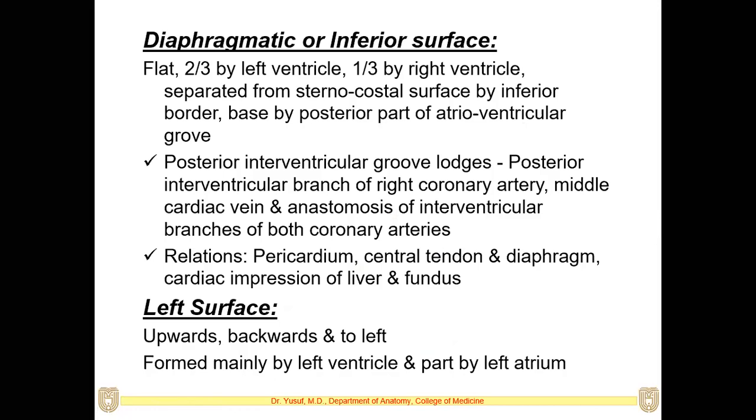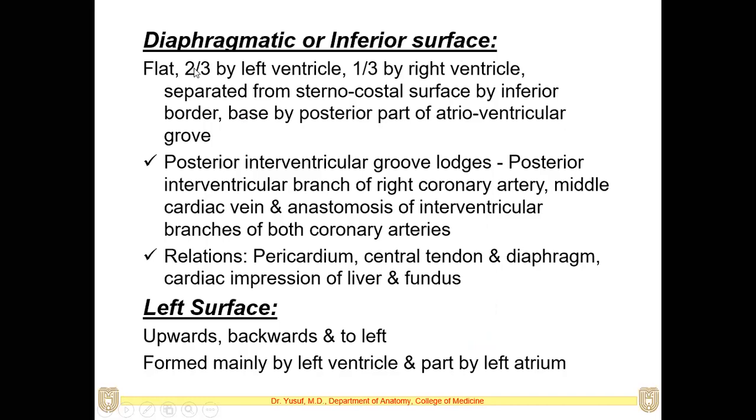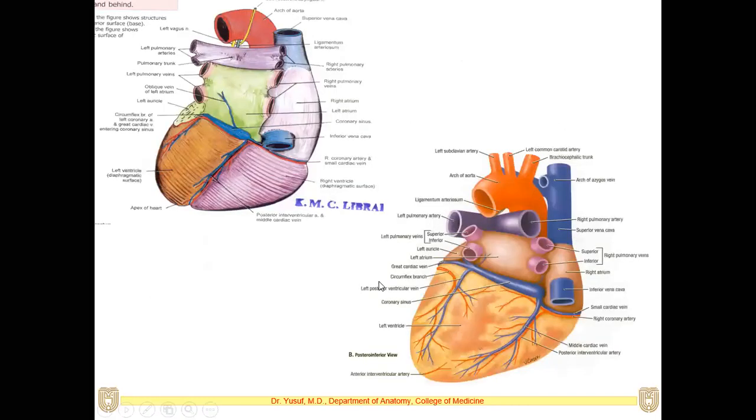sternocostal surface. Now going to the third surface, that is the diaphragmatic surface, which is below, on which the heart will be sitting on the diaphragm. Here below will be the diaphragmatic surface, formed 2/3 by the left ventricle and 1/3 by the right ventricle. If you see here, this is how the diaphragmatic surface looks.